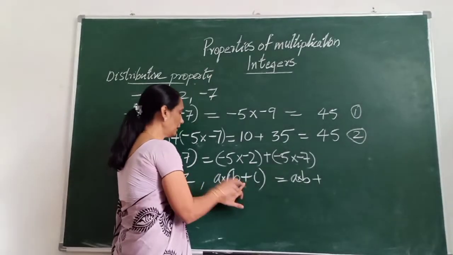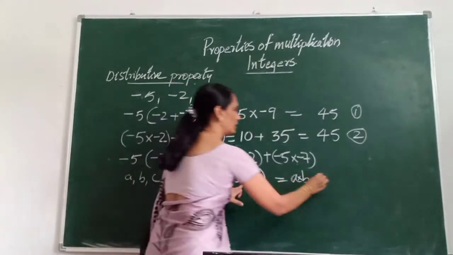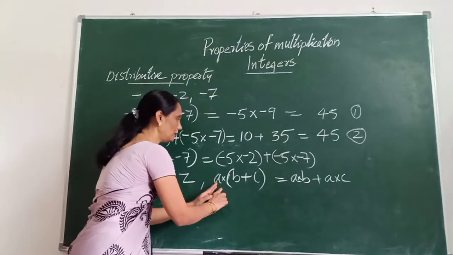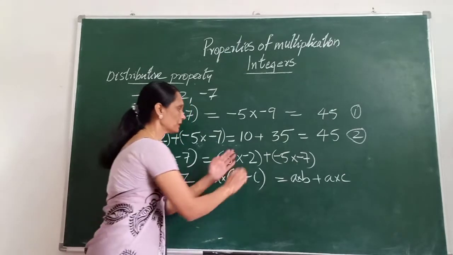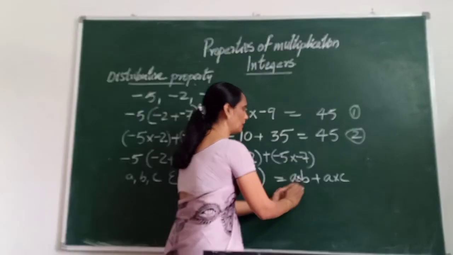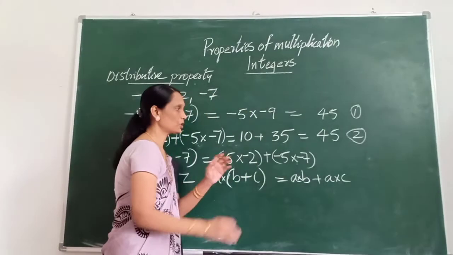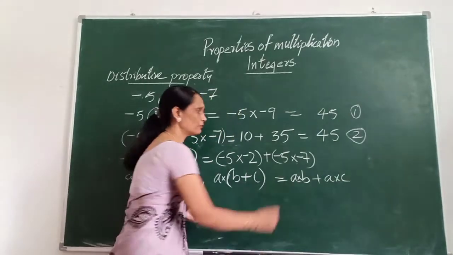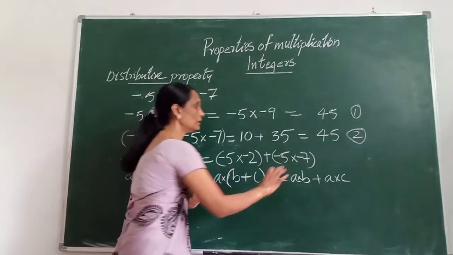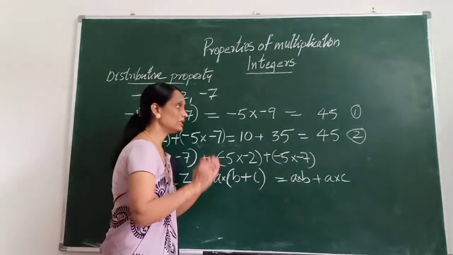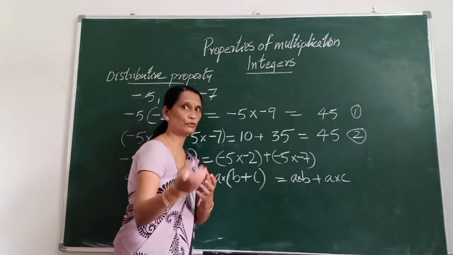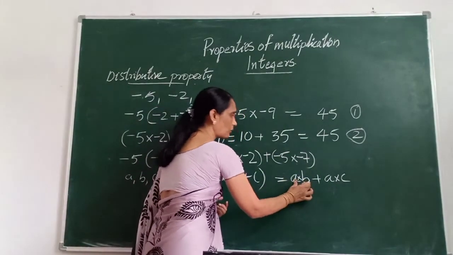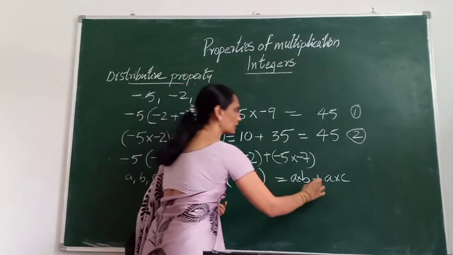Then plus symbol. Again A distributes to C. That means A into C. So A into (B plus C) is the same as A into B plus A into C. If you are finding any terms like this for calculation, and any common terms are there, it is better for us to do it this way than like this, because multiplication is more difficult than addition.